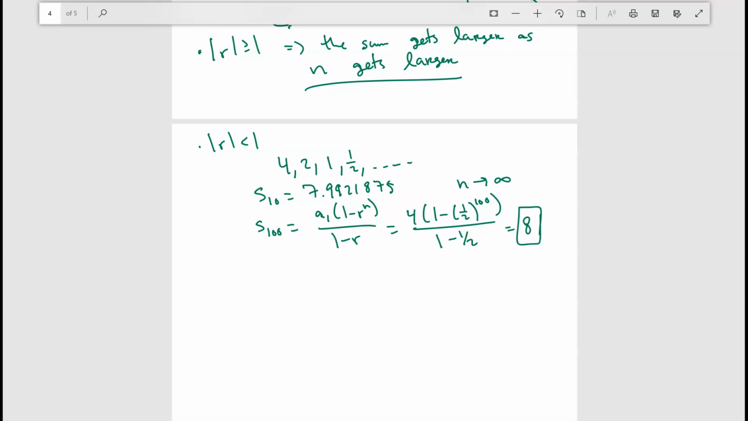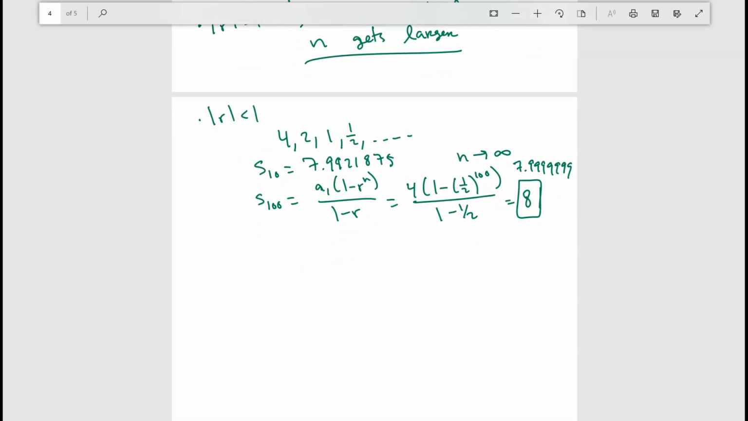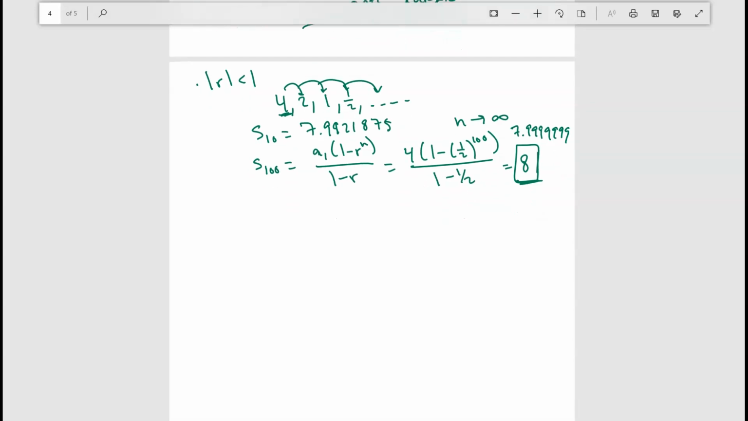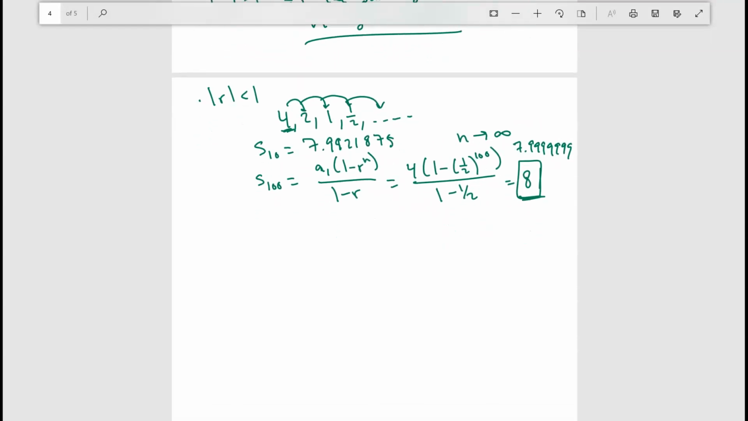If you have a much fancier calculator than mine, you're probably going to get 7.9999999. So basically, as n gets larger, the sum gets closer and closer to a number. This makes sense, because these numbers are getting smaller and smaller. When I start adding more numbers, the amount that I'm adding just becomes negligible. So when r is less than 1, the sum approaches a particular number.